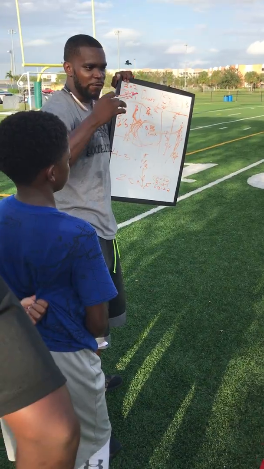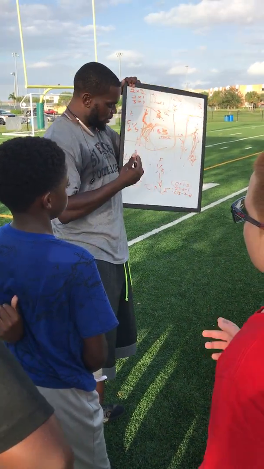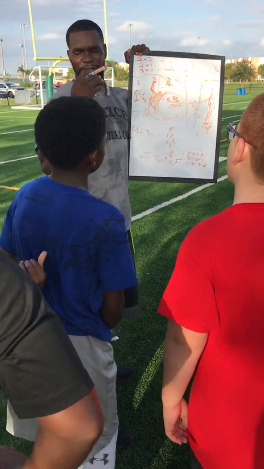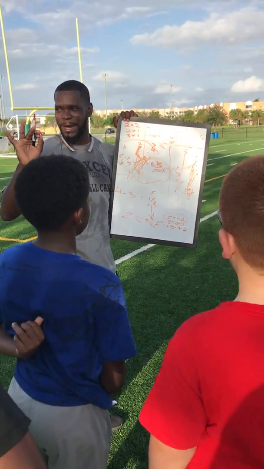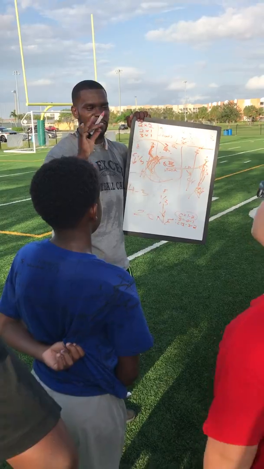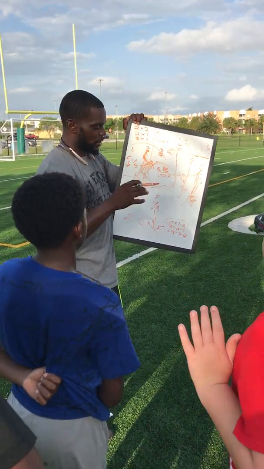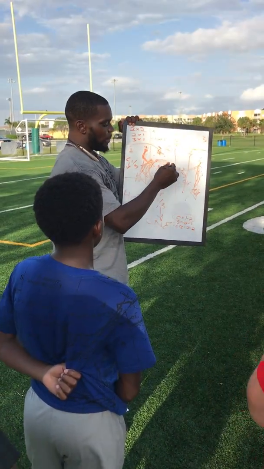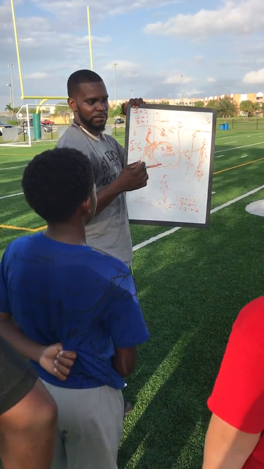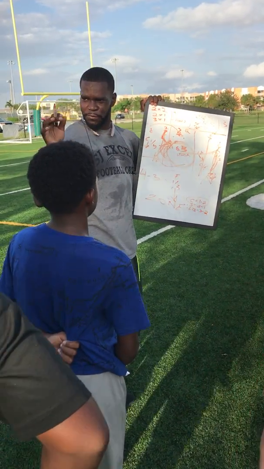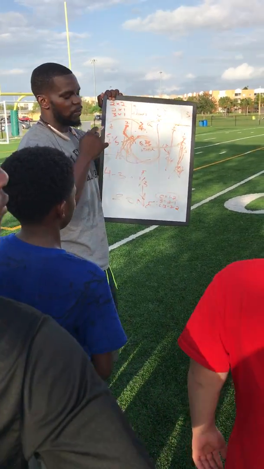So we've got a 3-4, we've got a 4-3, but this is a what? This is a 4-3. So how many linebackers do we have? 3. We've got a middle linebacker and 2 outside linebackers. Which means the middle linebacker does the hook, the outside linebackers do the what? Curl to flat.